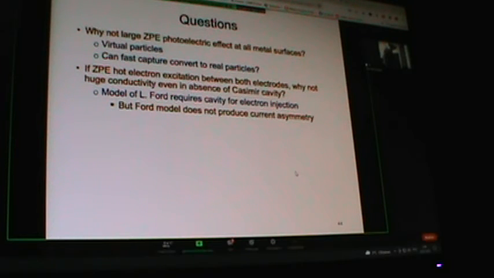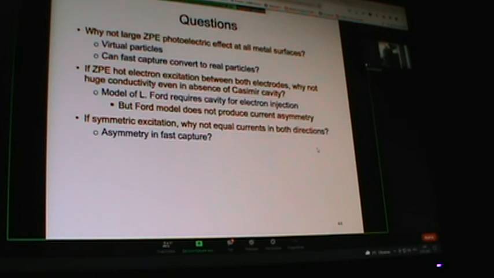If the zero-point energy hot electron excitation between both electrodes exists, why isn't there a huge conductivity even in the absence of a Casimir cavity? Well, the model of Larry Ford says that in fact we do require a cavity for the electron injection, and he discussed that briefly earlier in this conference. However, Larry is very clear to say that he does not have an asymmetry. In other words, current goes in both directions. So it's not an explanation for the currents that we're seeing.